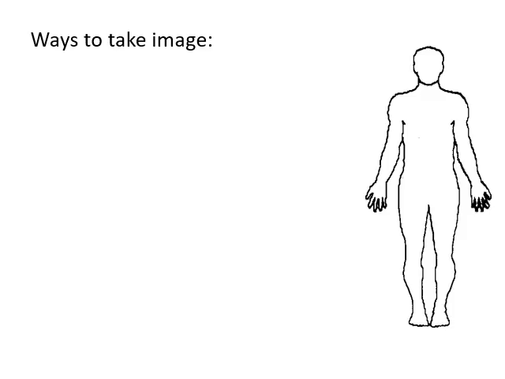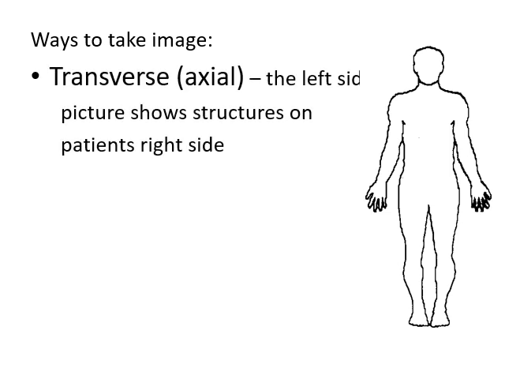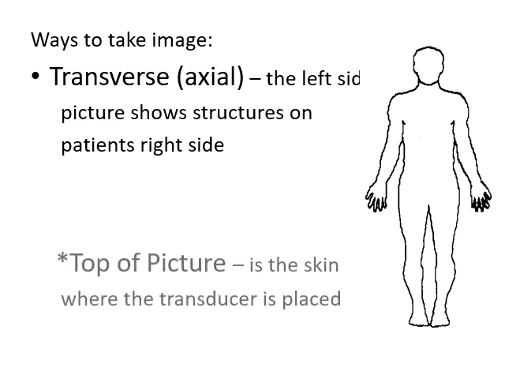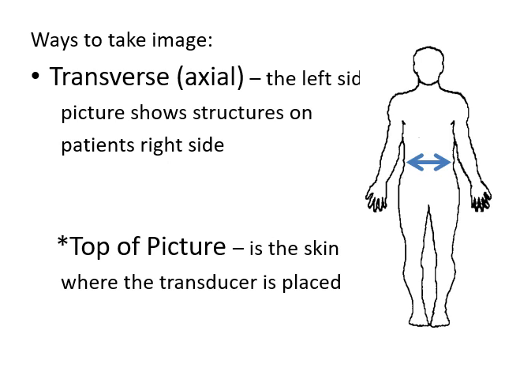Now, the other way that we can take an image is in the transverse or the axial direction. This one is going to be your second diagram there. The left side of the picture shows structures on the patient's right side. So we're going to be taking pictures back and forth, in this direction. I put those diagrams on so it'll give you a little bit to think about. So what you're doing is looking at the picture through the top, but in this side-to-side direction.